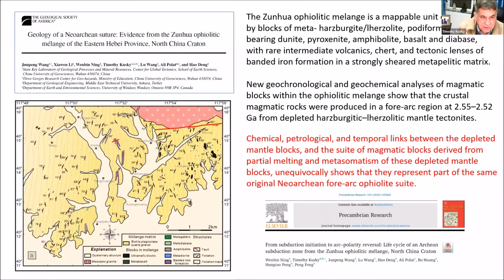We have harzburgites, a little bit of lherzolites. We have a little bit of pyroxenite. We have layered gabbros. We have gabbros. We have diabases. We have amphibolites and locally a little pillow lavas. And this paper that I show here by one of my PhD students, Wenbin Ning, has shown that the lava sequence is petrogenetically and geochronologically related to the depleted mantle sequence. So we have a temporally and geochemically related sequence of arc ophiolite that's around 2.55 billion years old, okay?